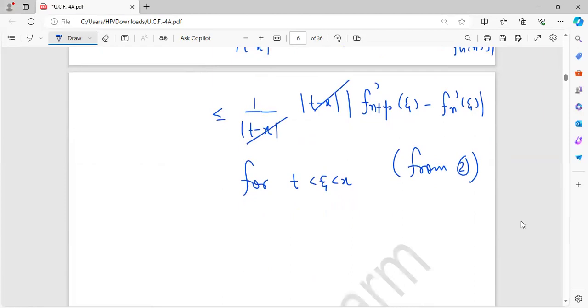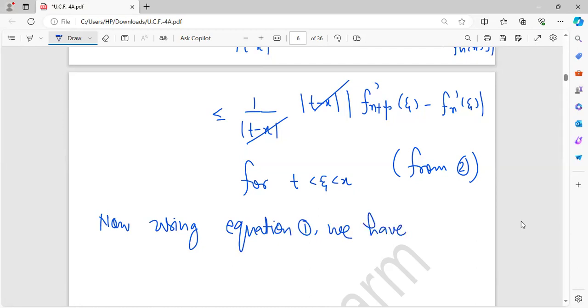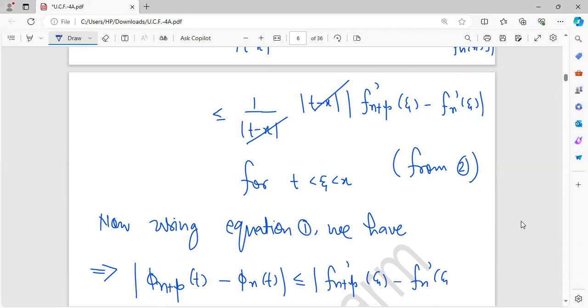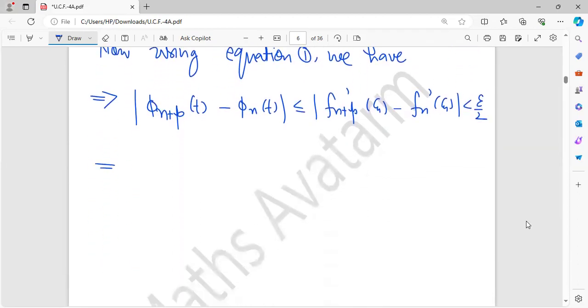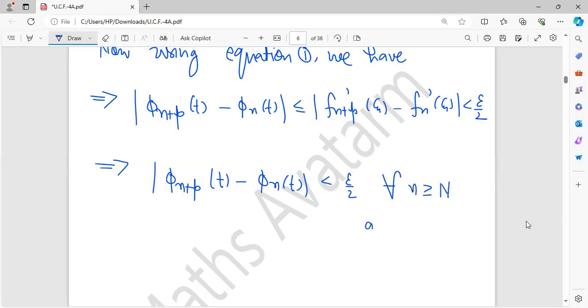And now using equation 1, if we use equation number 1, this is less than epsilon by 2. So this implies phi n plus p t minus phi n t is less than or equal to f n plus p dash xi minus f n dash xi, but this is less than epsilon by 2 by equation number 1. So we have phi n plus p t minus phi n t less than epsilon by 2 for all n greater than or equal to N, and t belongs to AB such that t does not belong to X.